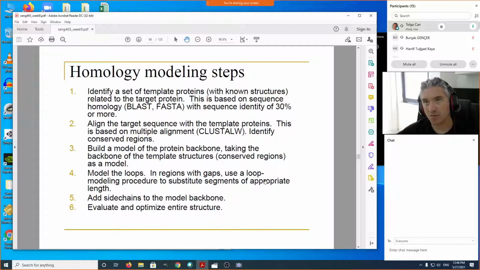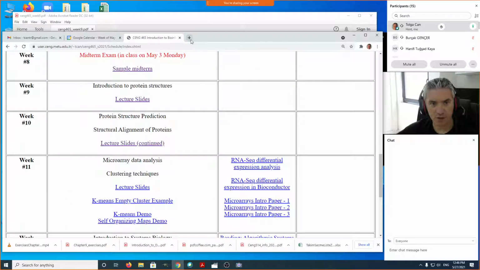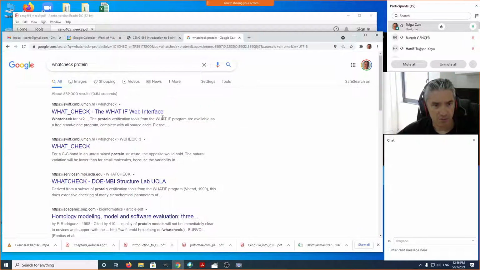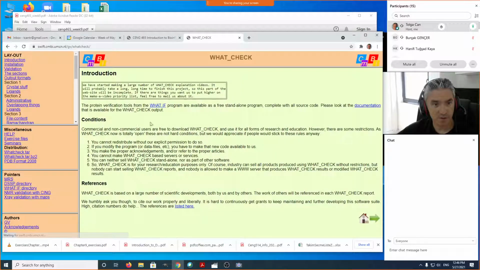And after the backbone is modeled, the side chains are added to the model backbone based on the types of the amino acids we have in the sequence. We know that the residue R parts, the side chains, are then inserted into the structure to get a more detailed view of the structure. And at the end, there may be small tunings, small modifications we may make to the structure. There are tools like WHAT IF or WHAT CHECK. Let's see whether these tools still exist. WHAT CHECK protein. So the WHAT IF web interface. So this one, it's a protein verification tool.